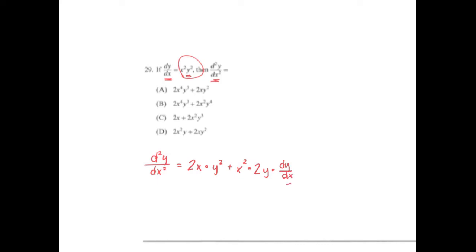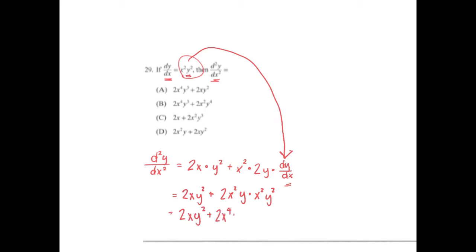Okay, but we can't have a dy dx in our final answer. None of our answer choices have that. So I'm going to replace the dy dx with what I know dy dx is. So I have 2xy squared plus 2x squared y times x squared y squared. In other words, 2xy squared plus 2x to the fourth y cubed. And so my final answer is going to be A, because that's that same answer.